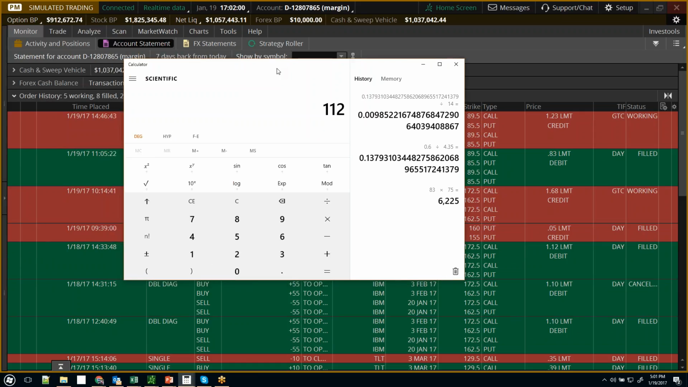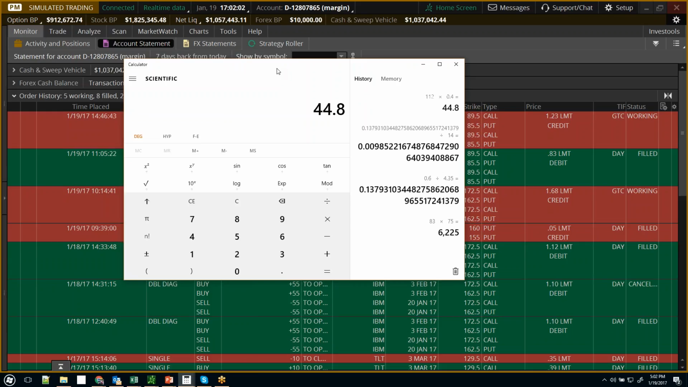$112. This is one of these times 0.4, $44.80. All right, we're just going to round that up to $45. All right, we have one of the numbers that we need to make this judgment call about the size of the trade. Second part is this, and this is very personalized for you.